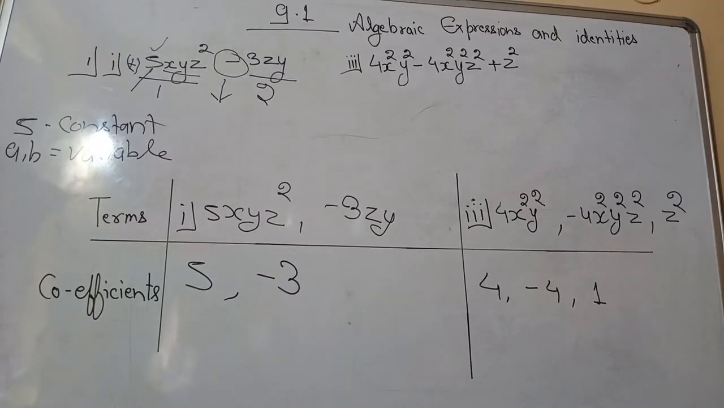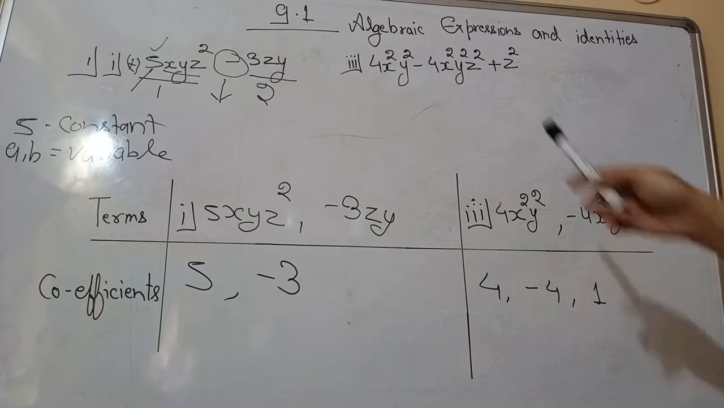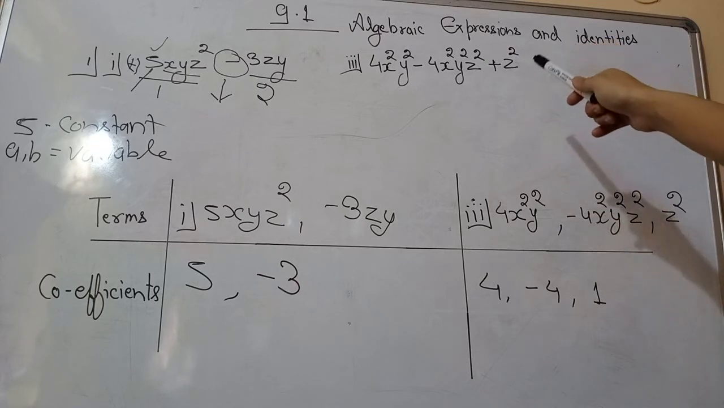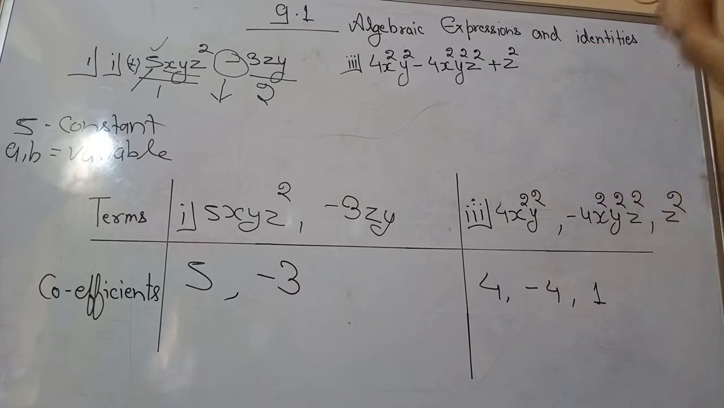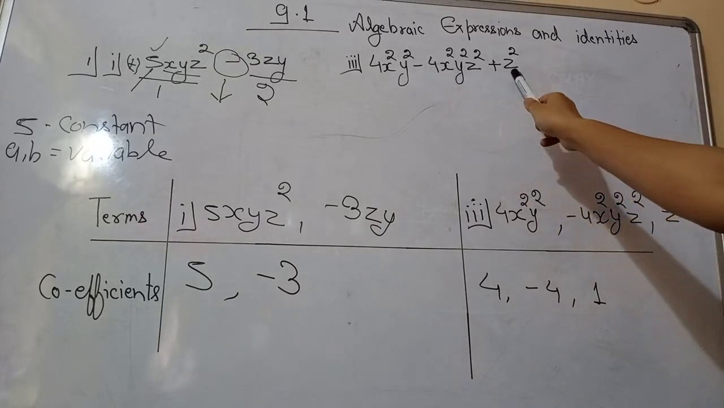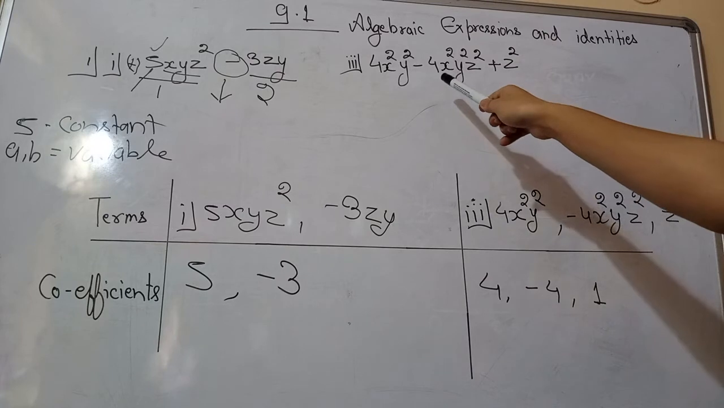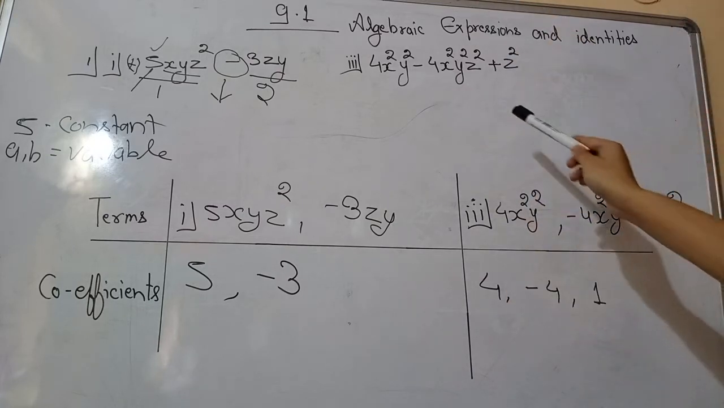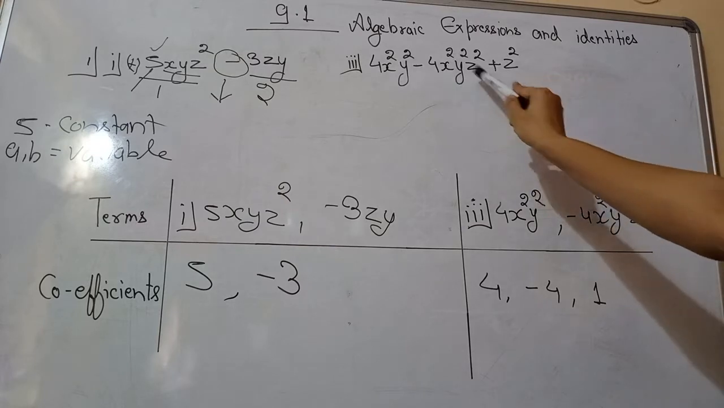Now see here, I have taken one more example from question number 1 itself. Option number 3, that is 4x square y square minus 4x square y square z square plus z square. Again we have to see how many signs are given. There are two signs, and by those two signs all the parts are divided. The first sign is minus and the second sign is plus, or subtraction and addition. So we have a first part, second part and third part.